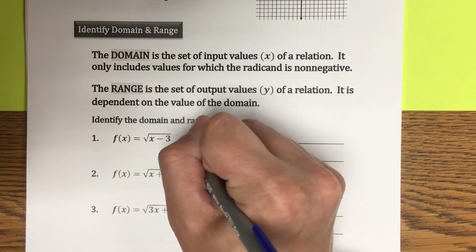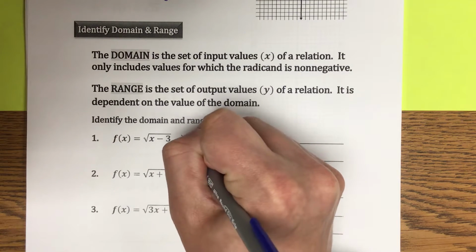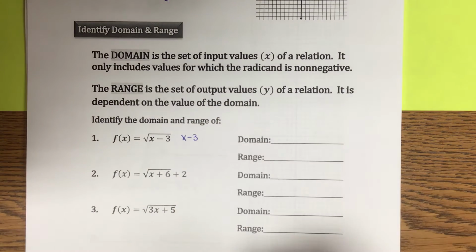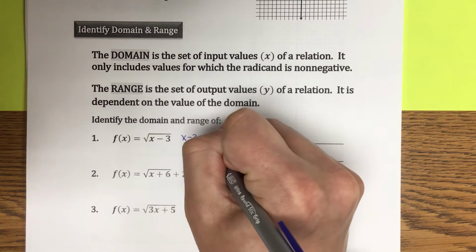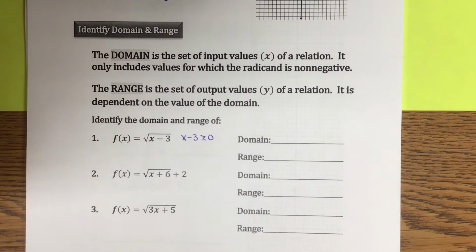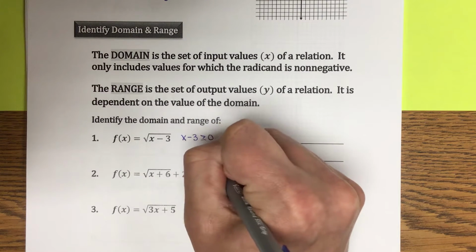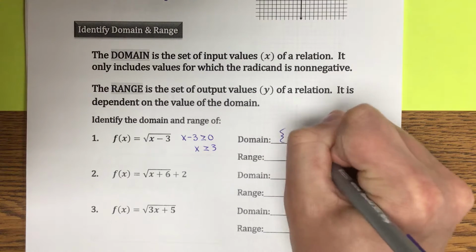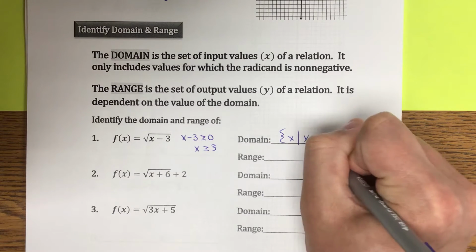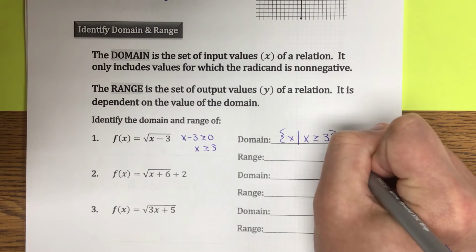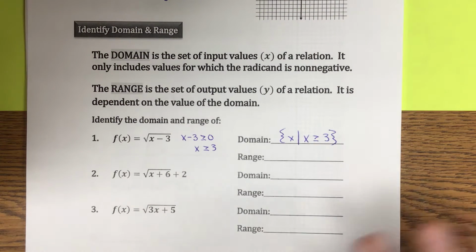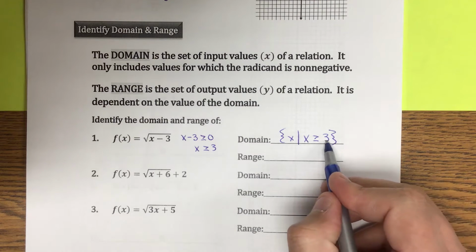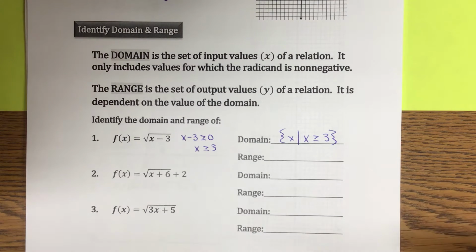So let's take a moment to remind ourselves that for number 1, to find the domain of this square root function, I would take x minus 3 and say that it's greater than or equal to 0, and that would give me x is greater than or equal to 3. So then the domain would be x such that x is greater than or equal to 3. So the graph of this one has been moved slightly to the right. Notice that this is now a 3 instead of a 0. But how do I find the range?